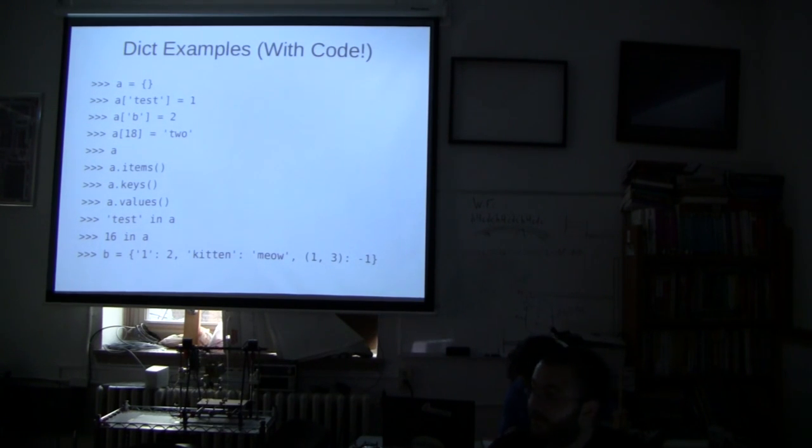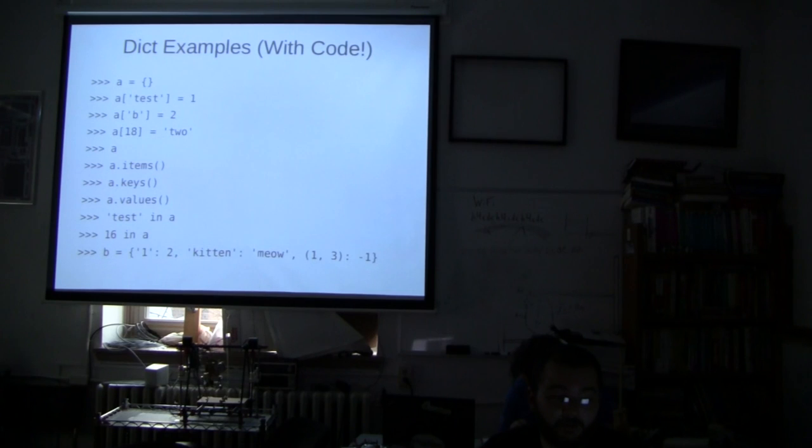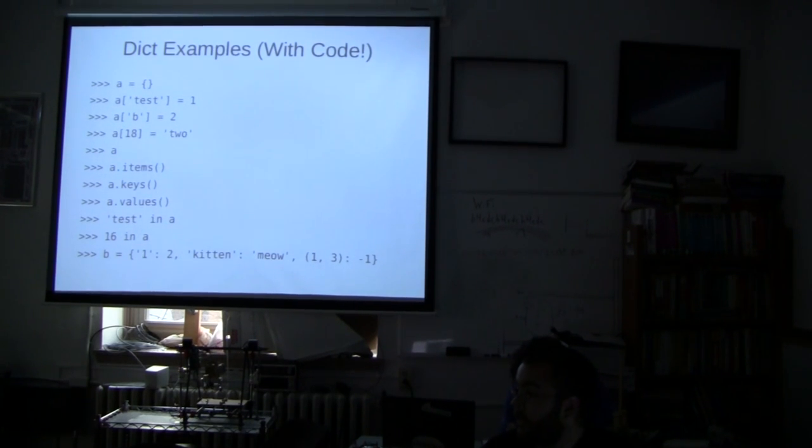So first things first, right? We remember dictionaries are surrounded with curly braces. And we can put arbitrary keys into a dictionary. You can load them on the fly. So you can do A test equals 1, B equals 2. Keys can be arbitrary things. You can have 18 be a key, and the value be a string. A.items is going to give you a list that contains tuples of the key value pairs. A.keys is going to give you a list of all of the keys that are contained within the dictionary. A.values is going to give you the values in a list.